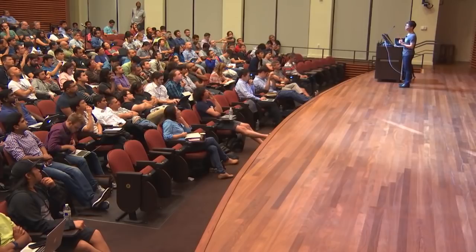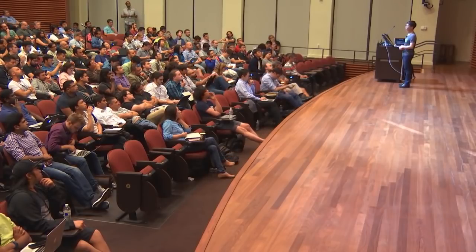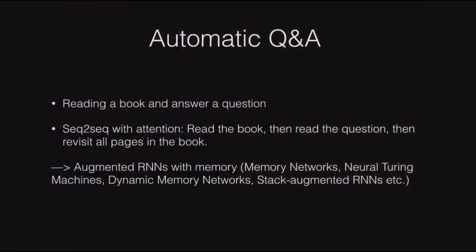There's an active area that is very exciting, which is automatic Q&A. You can think that maybe the setup would be: can you read a Wikipedia page and then answer a question? Or can you read a book and answer a question? In theory, you can use sequence to sequence with attention to do this task. It's going to look like this. You read the book, one token at a time, then read the question, and then use attention to look at all the pages, and make a prediction of the tokens.